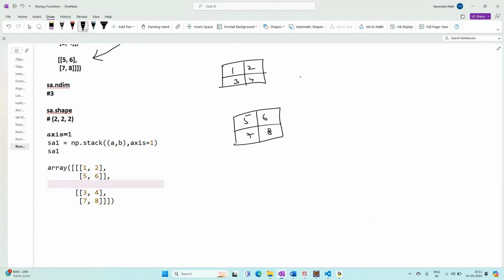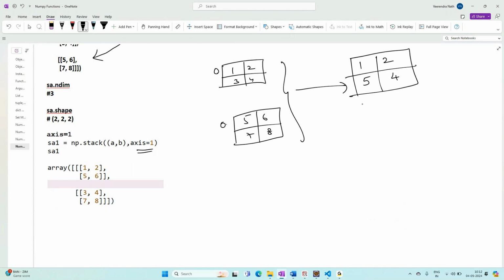So the result has to join by axis is equal to 1. What it has done is it has taken the first row, and again it has taken the first row, and combined them. So this 0 and 0 got combined here, joined like that because we said axis is equal to 1. So row axis. Sir, instead of 6 you have written 4. There, 1, 2, 5, 6 is the resultant. Okay, fine.